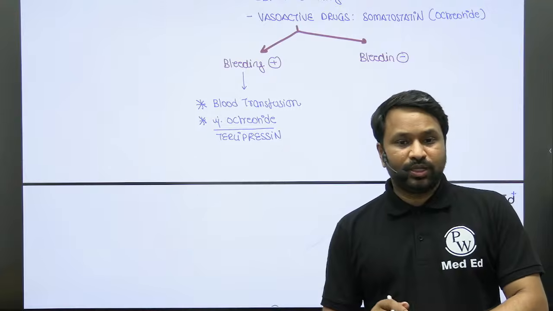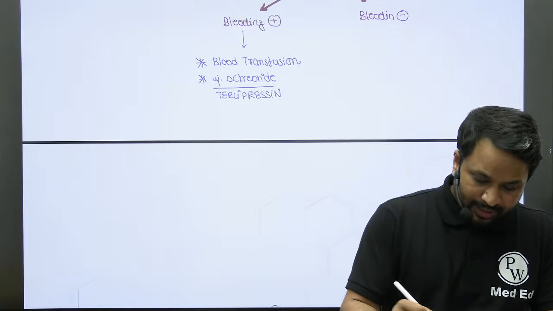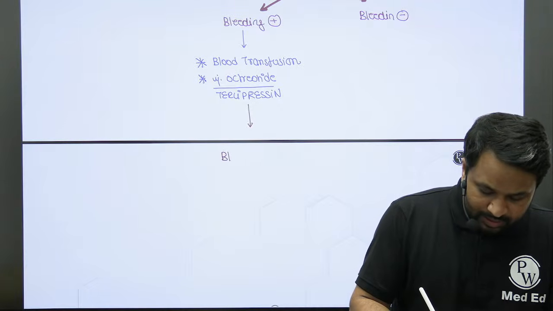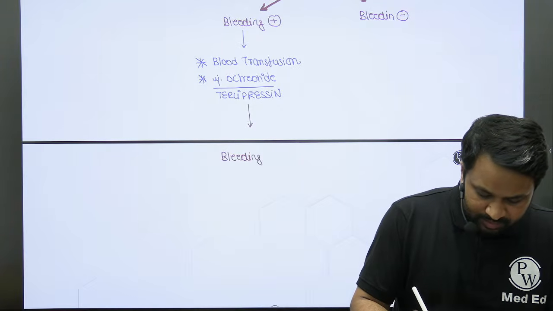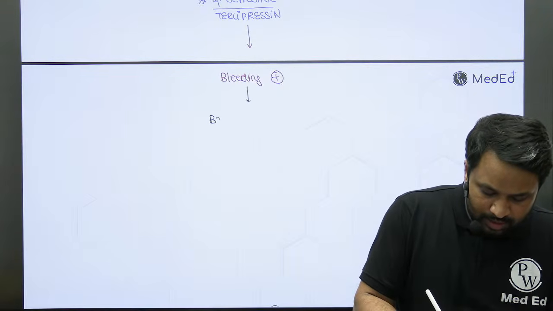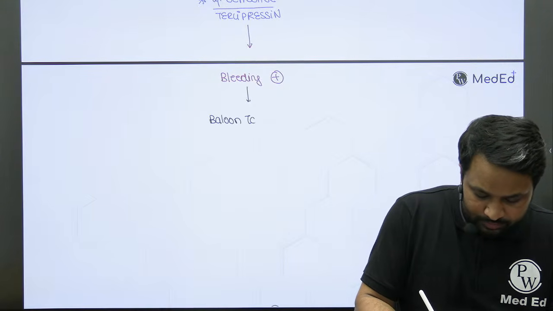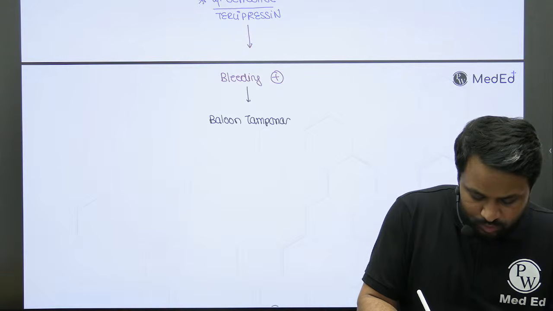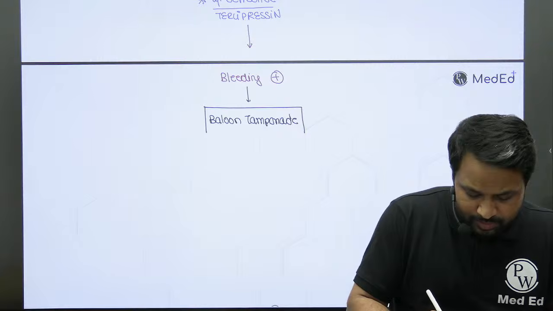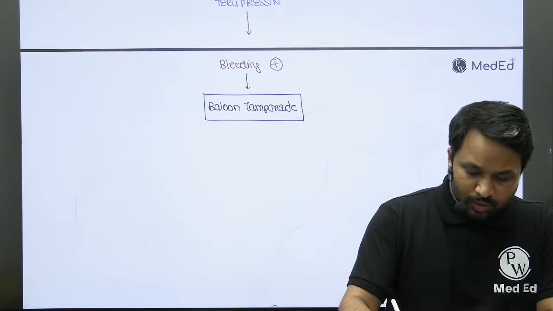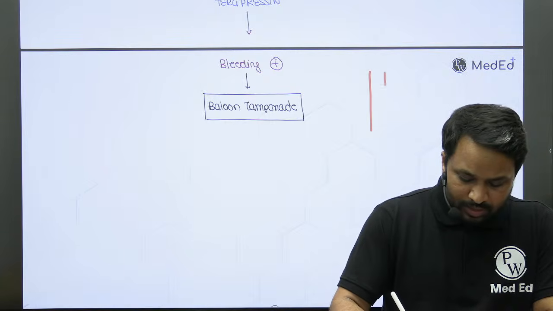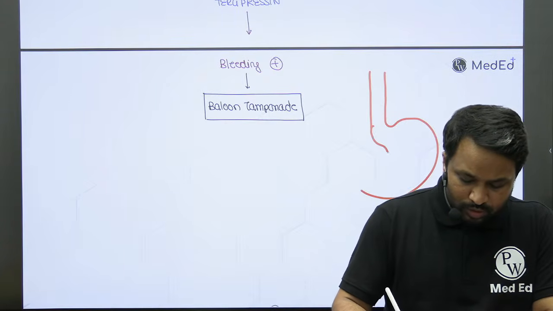Now, even after doing these two, you have tried blood transfusion as well as terlipressin, if bleeding continues to happen, then you have to go with a protocol called balloon tamponade. What is balloon tamponade? It is basically to exert pressure and stop the bleed. So how are you going to achieve this? There is a balloon tube called the Sengstaken-Blakemore tube. I'm going to insert the Sengstaken-Blakemore tube into your stomach.